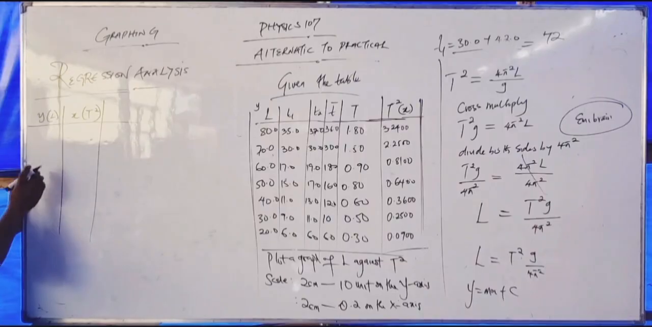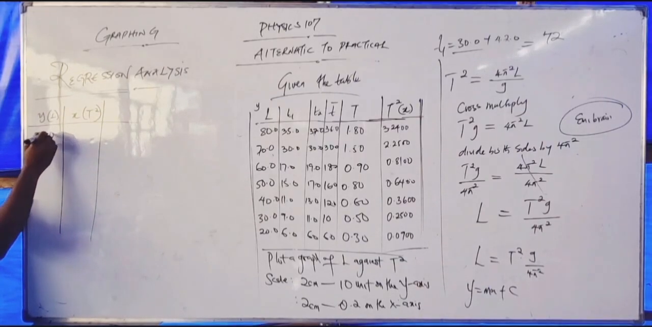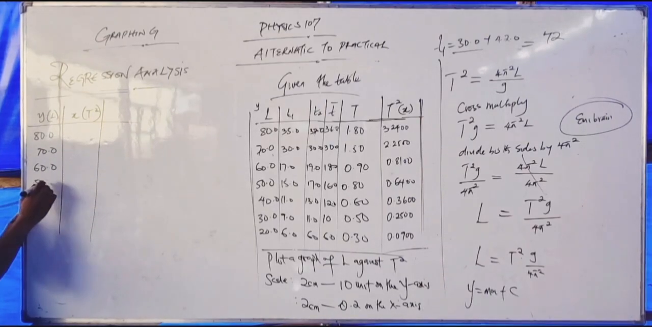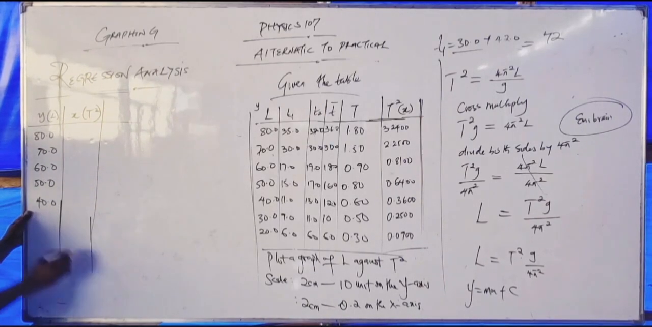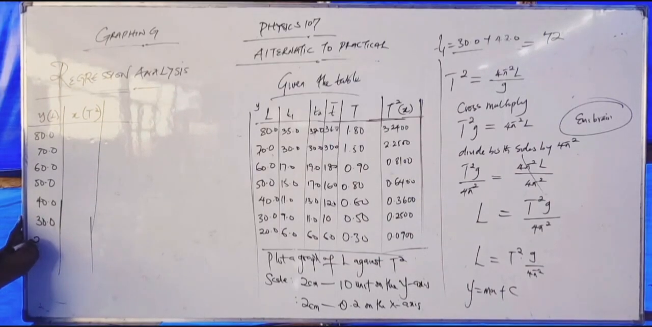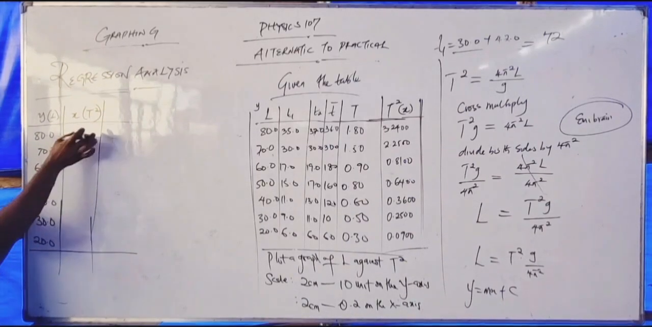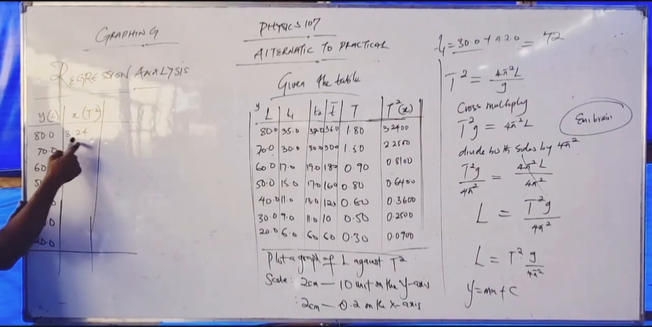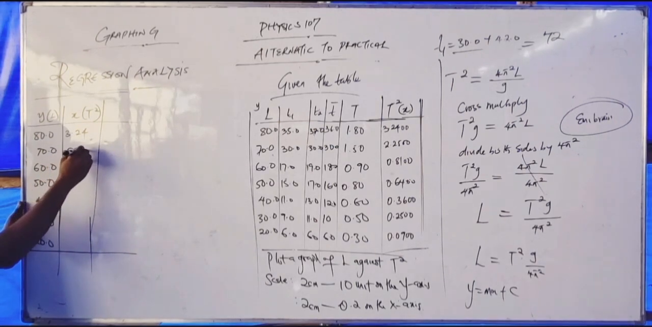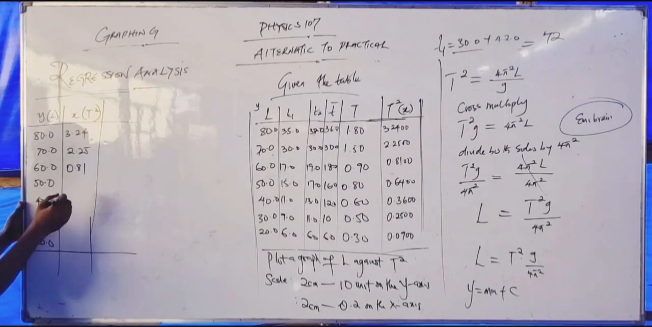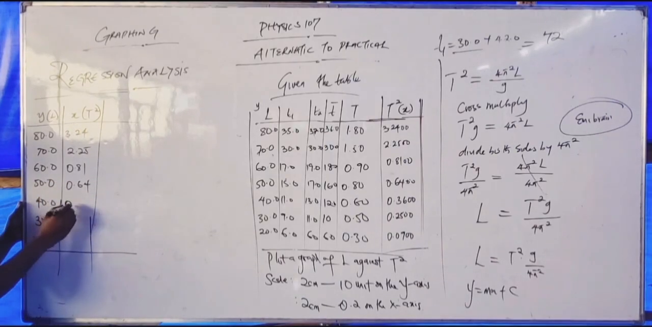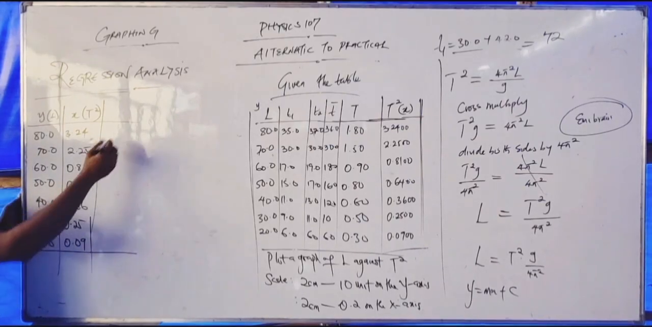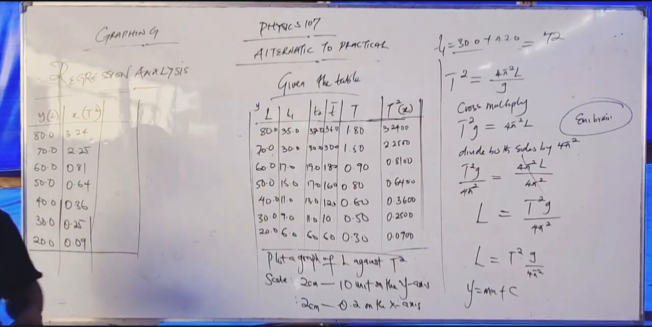L: what do you have here? 80.0, 70.0, 60.0, 50.0, 40.0, 30.0, 20.0. What's the value of T squared, x? What do you have there? Just give me this one in 2 decimal places: 3.24, 2.25, 0.81, 0.64, 0.36, 0.25, 0.09. Now, I gave us a formula for finding regression analysis, right?